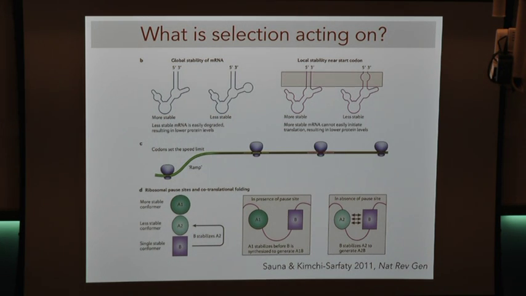It could be that the stability of mRNA is affected by single mutations. This is relatively unlikely in our case because, as I said, a single point mutation does not change the mRNA stability too much, but we can test this. You could have local stability near the start codon, which is particularly important.